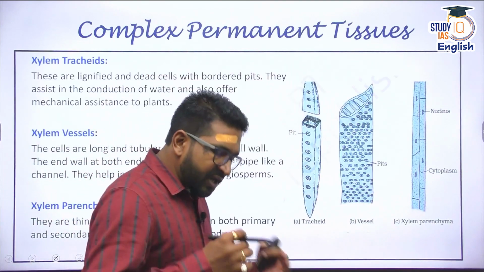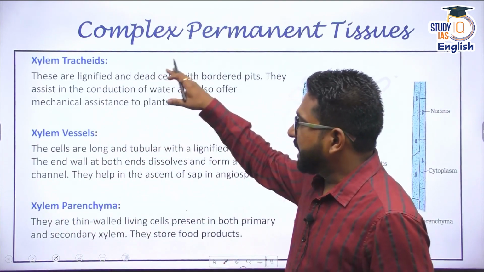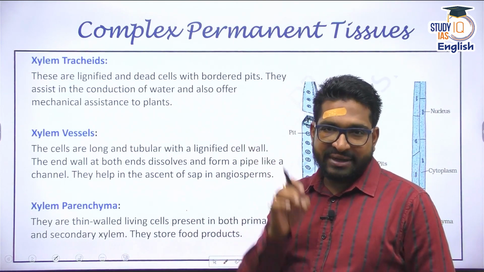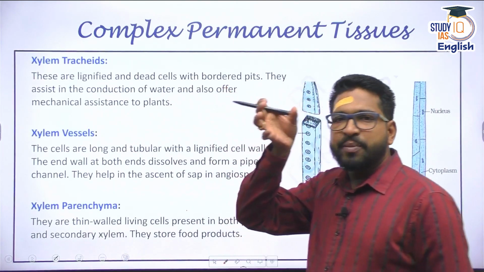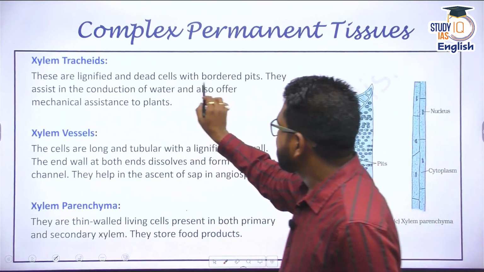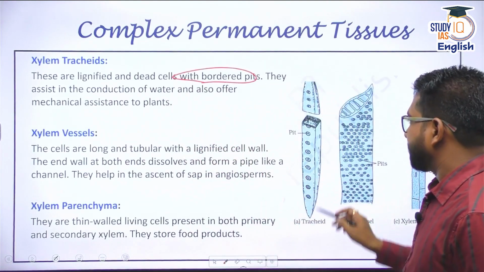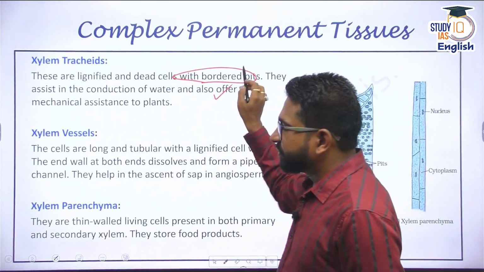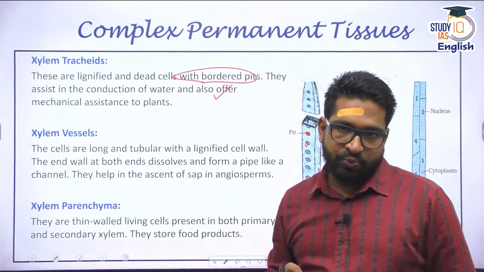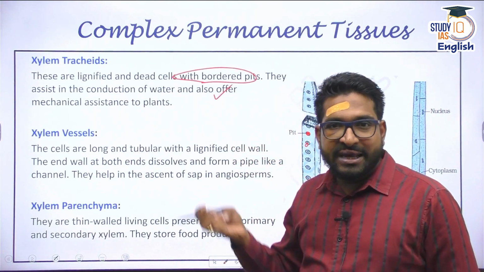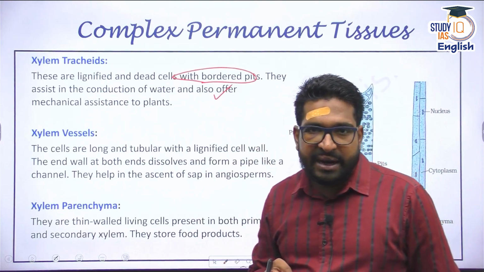When we look at the functions of these three, xylem tracheids, as I told you, they are lignified. That means dead cells which form a kind of conduit. So these are lignified and dead cells with bordered pits, so that water and other nutrients can pass through. Since these are tracheids, these are fiber kind of structures, they help in stability of the plant as well.